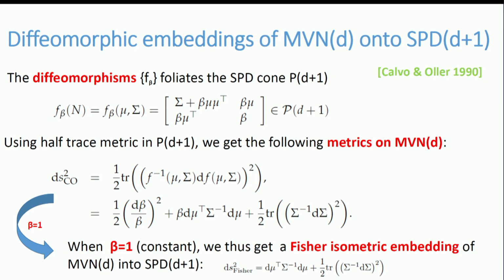And if beta equals 1 and is constant, this term vanishes, and then you get the Fisher-Rao metric for multivariate Gaussians. So you will have an embedding into a submanifold of codimension 1 into the cone of dimension D plus 1, but it is not totally geodesic. So this is what's written here.